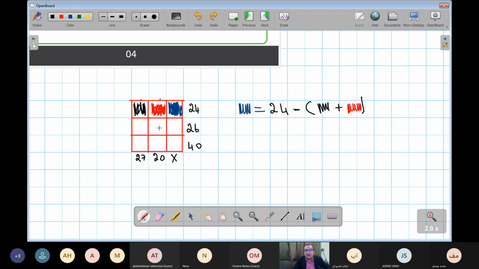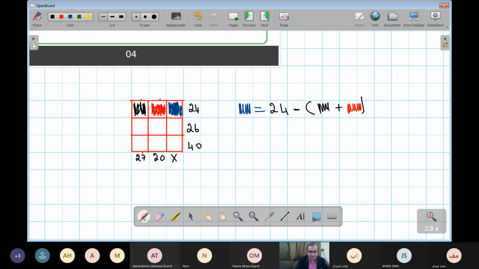All we know is that the sum of this one equals 27, the sum of this one equals 20, and the sum of this one is unknown. I want to find the value of this one. I know the sum vertically and horizontally. So if I want to calculate the red one here, it's going to be equal to 24 minus the blue one plus the black one.